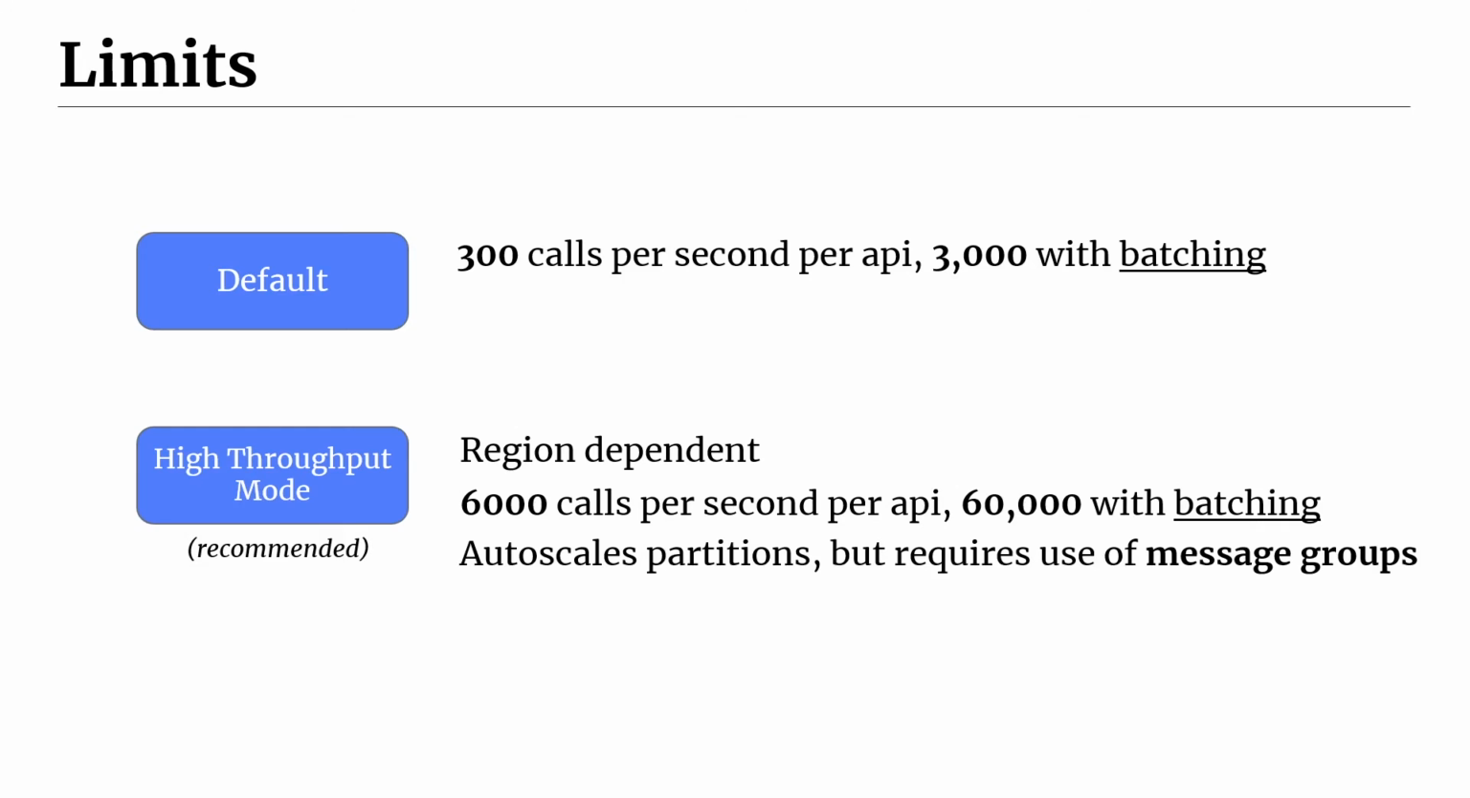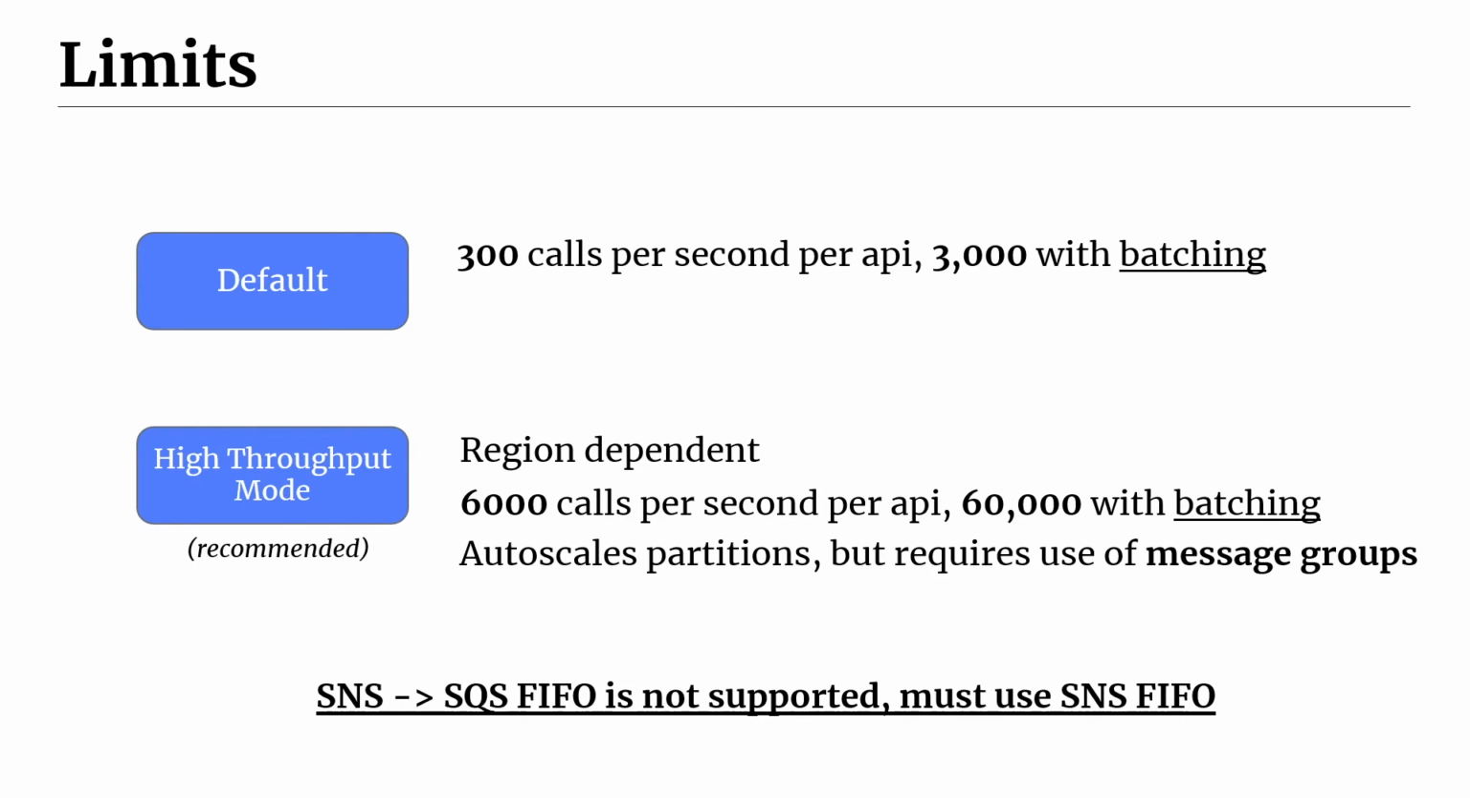Now, one other thing I wanted to point out in terms of limits, it's not really a technical limit, but just a caveat when you're using FIFO queues: if you tend to use SNS and SQS, you can't use SNS to SQS FIFO. It is not supported. In order to get delivery through SNS to an SQS FIFO queue, you must use SNS FIFO as the delivery source.